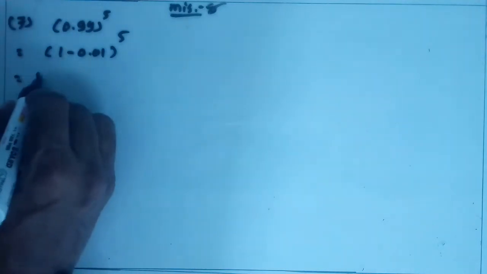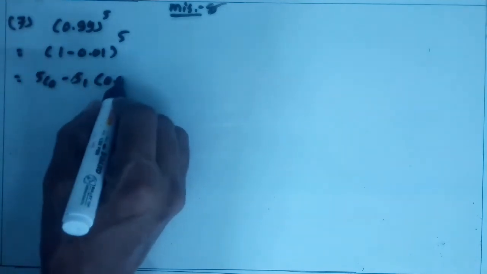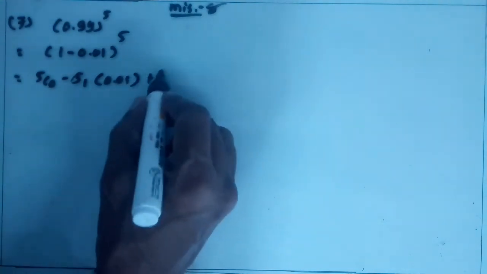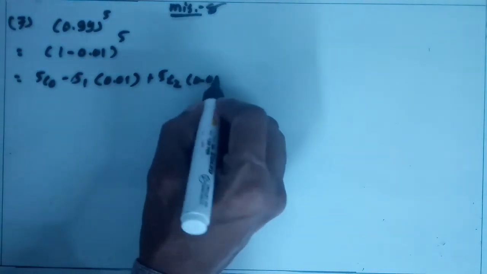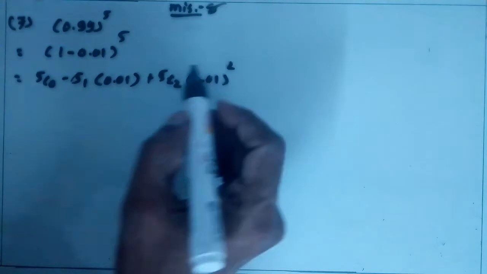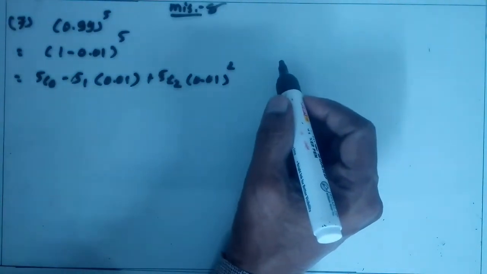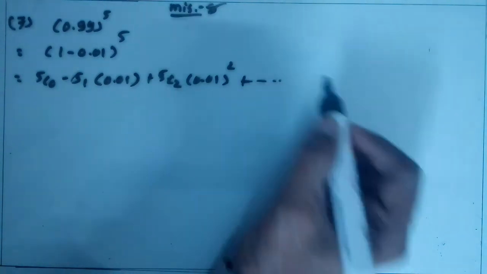Now apply binomial expansion. We know that 5c 0 into 1 minus 5c 1 into 0.01 raised to 1 plus 5c 2 into 0.01 raised to 2. Here we want to get first 3 terms. So plus up to plus.